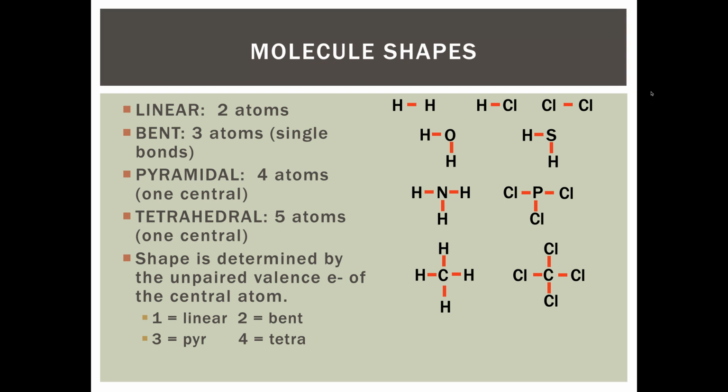The shape, of course, is determined by where the unpaired valence electrons are. In oxygen, the unpaired electrons are here, and so that's where the hydrogens bond. In nitrogen, the unpaired electrons are here, here, and here, so that's where the hydrogens bond. And in carbon, the unpaired electrons are here, here, here, and here, so that's where the chlorines bond. So the shape is dependent upon those valence electrons.